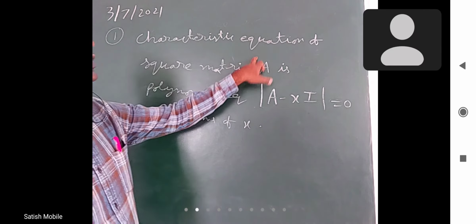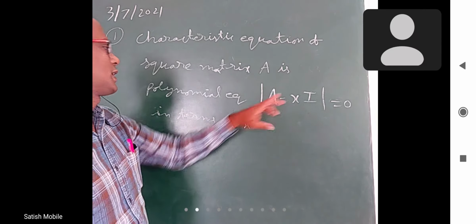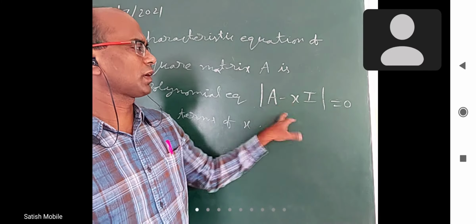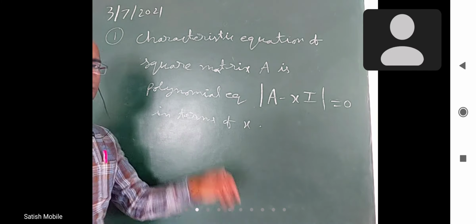The characteristic equation of a square matrix A is what? A polynomial equation. What is that? Determinant of A minus xI equal to 0. And that is in terms of x.